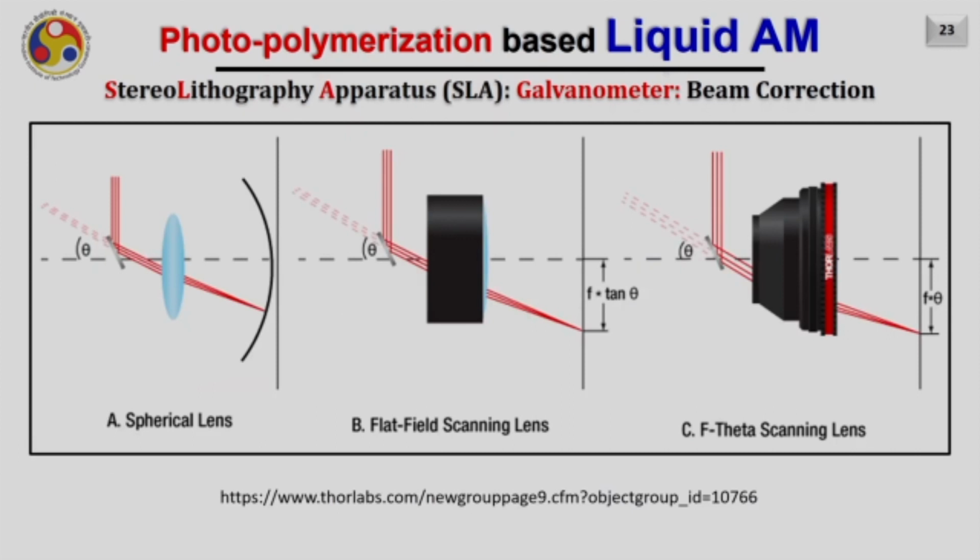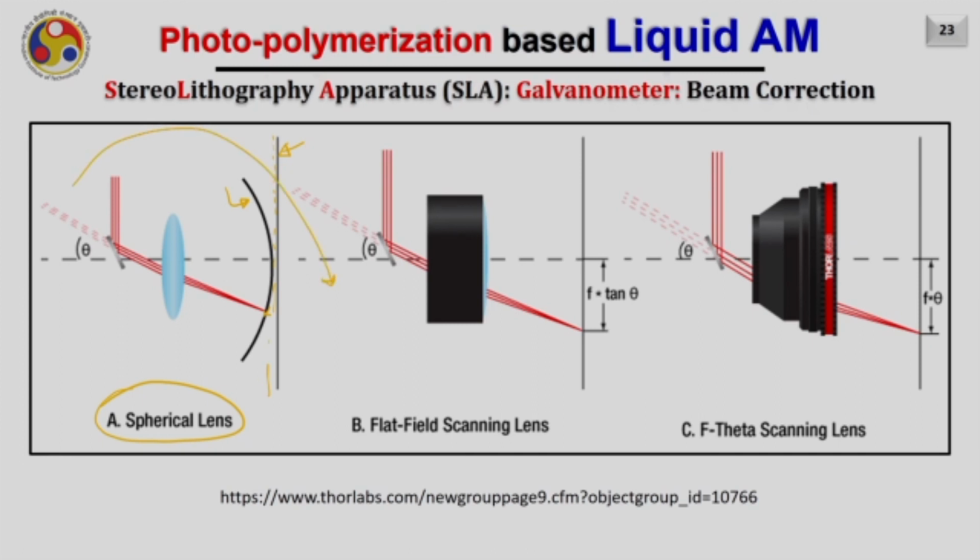So this slide summarizes and shows the commercially available f theta lenses. If the light is passing through a spherical lens to get focused, the focal point will be achieved on this circular trajectory, which is not desirable because we use a flat bed, because liquid is spread on this flat bed only. So assume that the whole thing is rotated by 90 degrees.